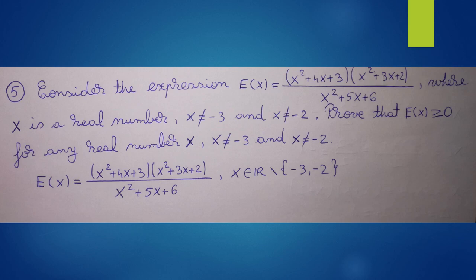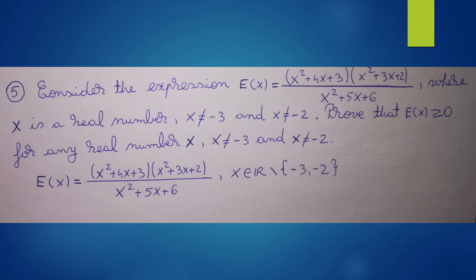Exercise number 5. Consider the expression E of x is equal to x squared plus 4x plus 3 times x squared plus 3x plus 2, everything over x squared plus 5x plus 6, where x is a real number, x is different from minus 3 and minus 2. Prove that the expression is greater or equal than 0 for any real number x different from minus 3 and minus 2.